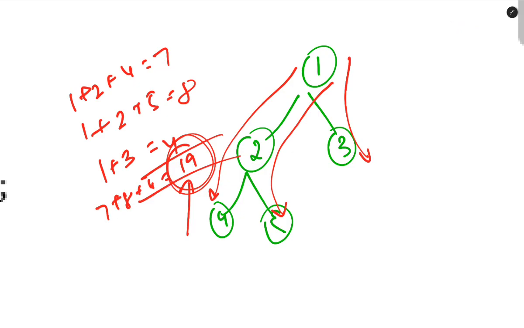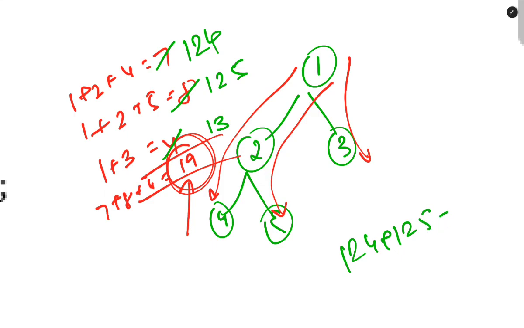What they are saying is that you don't consider it as 7, but consider it as 124. This is 125, this is 13, and now you do the sum of 124 plus 125 plus 13, and this will be my answer. This needs to be returned. Okay, so you got the question right. So how will we be doing it?